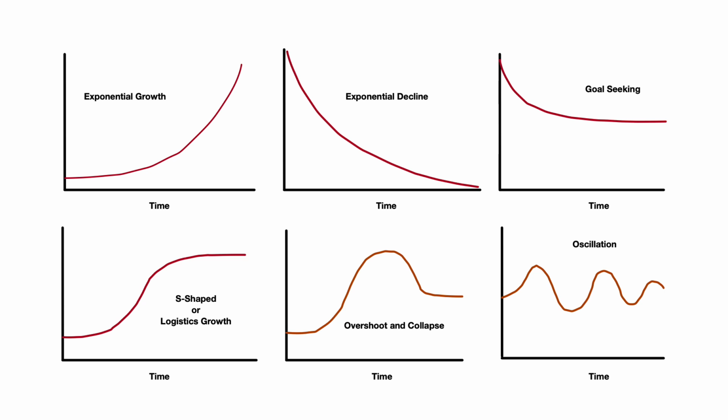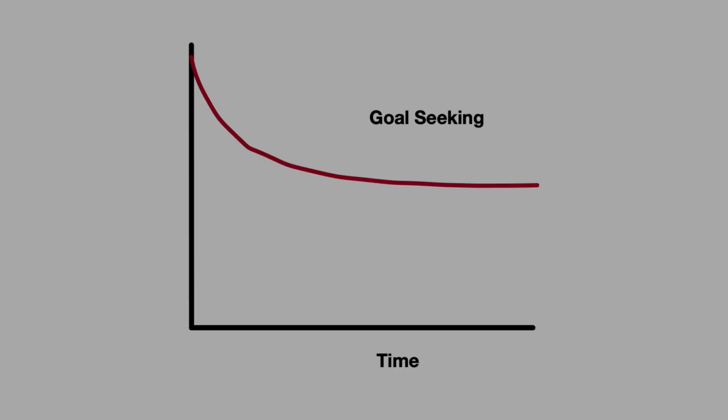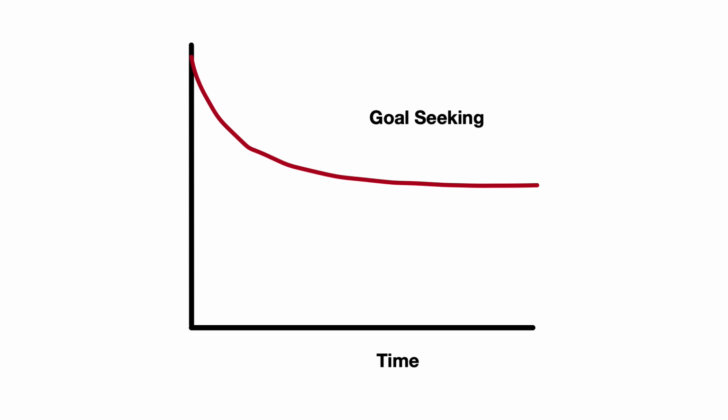This is the different types of behavior modes that we're interested in modeling: exponential growth, exponential decline, goal-seeking, S-shaped or logistic growth, overshoot and collapse, and oscillation. The argument is that these behavior modes will show up in the actual data. It may not be identical; it may be a combination of these different behavior modes that you're observing in your data. When we're modeling, we want to know what type of structure will generate the different behavior modes. This series of videos is going to show you what very simple structure will generate the different behavior modes. This graph and the model I'm going to build here is going to be of goal-seeking behavior.